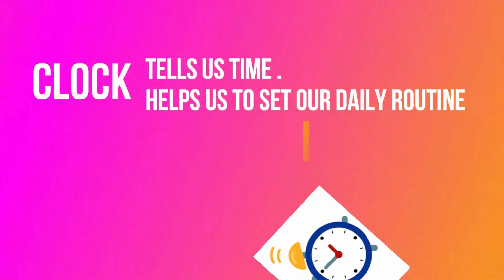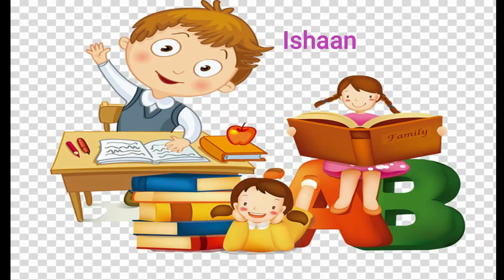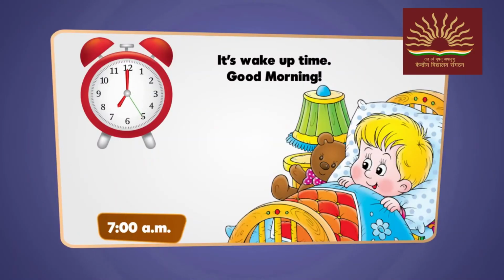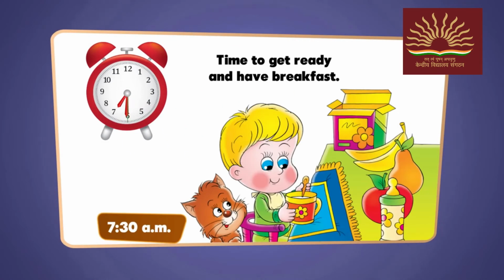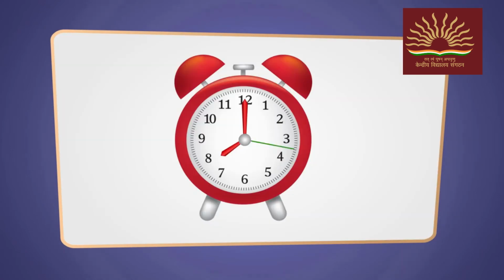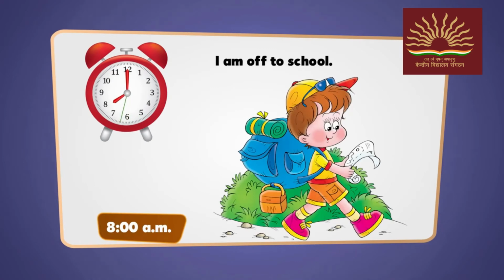Now, as we have learned to read the clock, let us have a look at the daily routine of Ishan and find out at what time he does what. He wakes up early in the morning at 7 o'clock. Then at 7:30 he has breakfast and gets ready for school. At 8 o'clock Ishan is off to school.